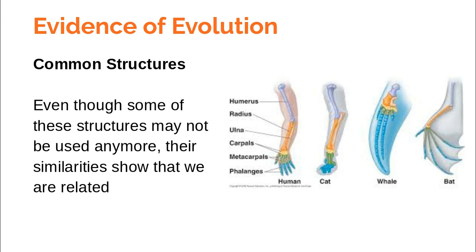So even though these bones are maybe slightly different shapes and they might be used in different ways, we can see that all of these bones here are present in each animal. So that shows that at some point we all evolved from a similar ancestor. And where I say the bones might not be used anymore, an example of that could be a hip bone that you can still find in a whale.